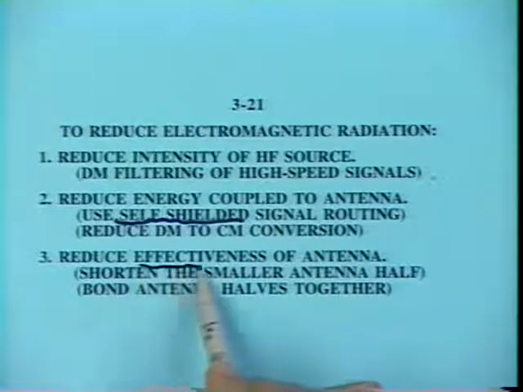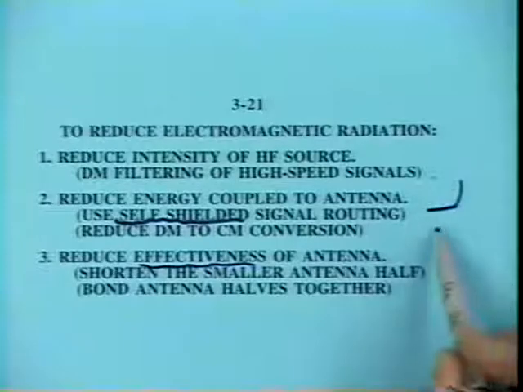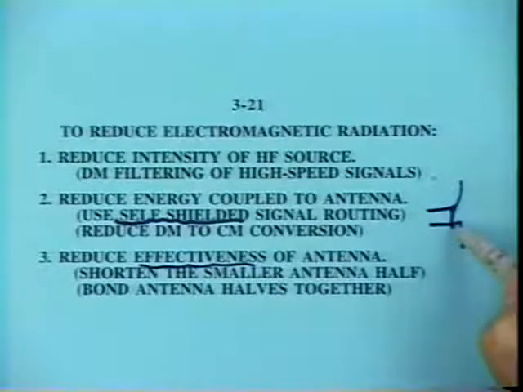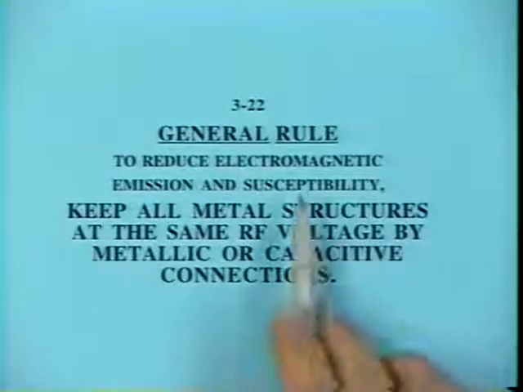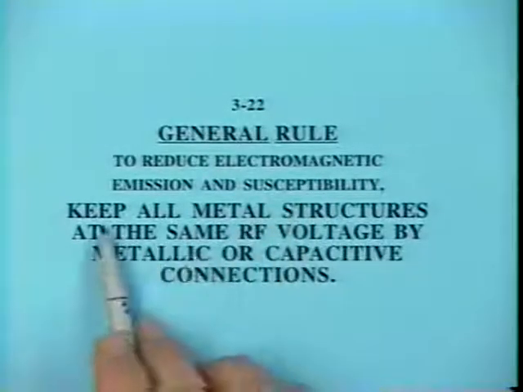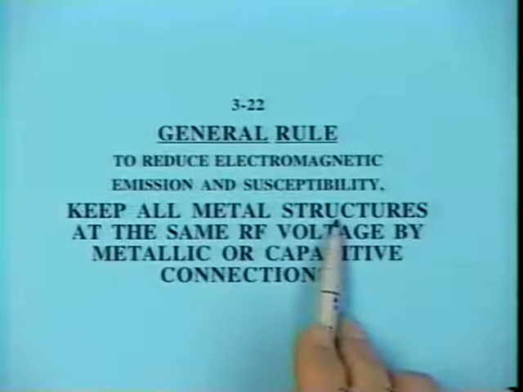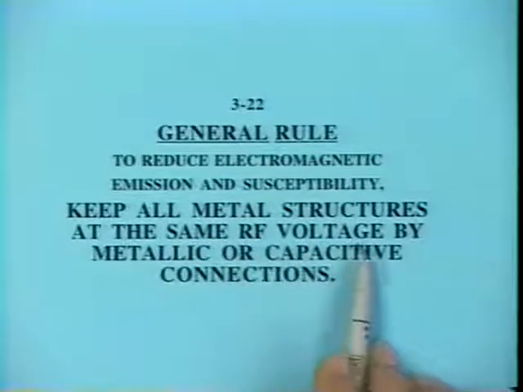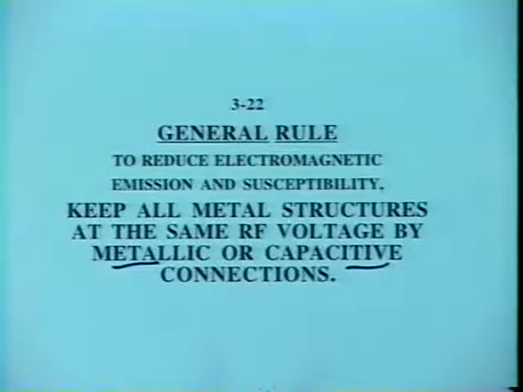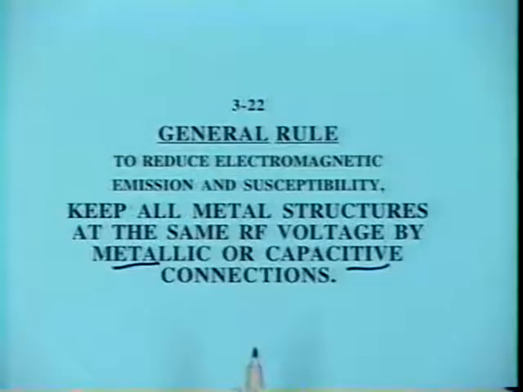Or we can try to reduce the effectiveness of the antenna. If you've got something that's acting like a dipole antenna, why don't we just short the two elements of the dipole together? Then it's not such a good antenna. Probably sounds a little too easy, right? Well, here's a general rule. To reduce electromagnetic emission or susceptibility, if we can keep all metal surfaces, all metal structures that you can view from the outside, at the same RF voltage, either by a metallic connection or by a capacitive connection, one or the other, that can reduce the antenna action. That can reduce the high frequency emissions.